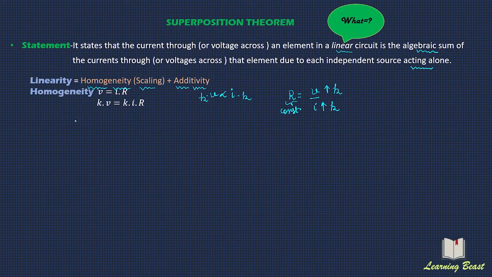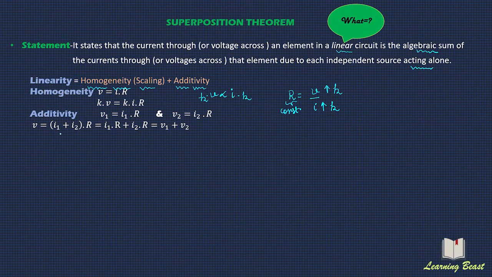Now we are moving on to the additivity. Suppose the output V1 is equal to input current I1 into R and output V2 is equal to I2 into R. If we apply the input current in a circuit in such a way that input current is the sum of I1 and I2, then the output of that circuit should also be equal to V1 plus V2. So here it will appear like this.